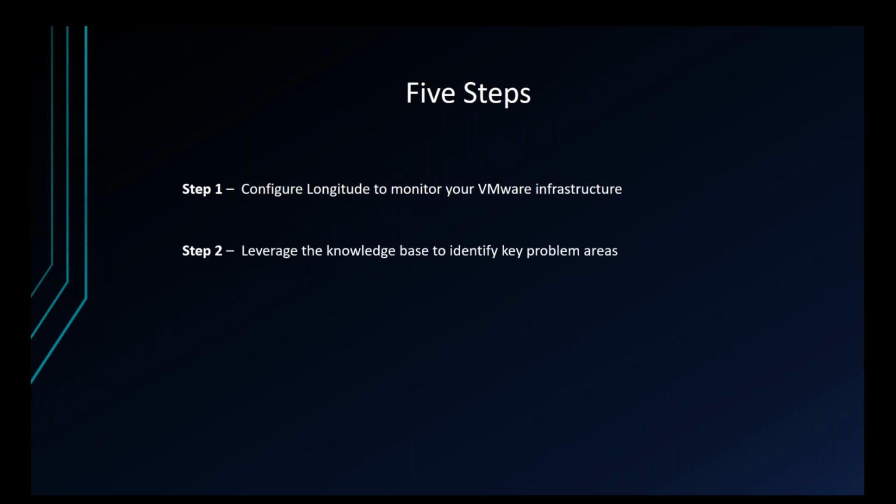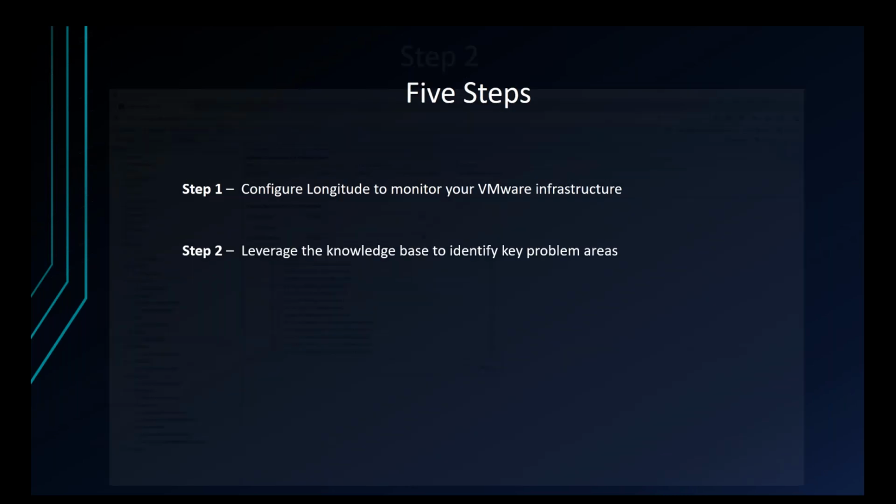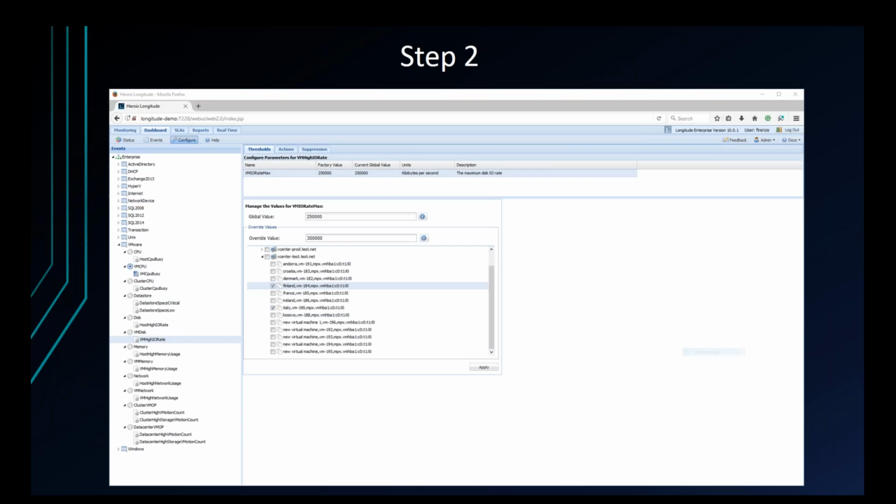Step two is you're going to leverage Longitude's built-in knowledge base. It knows what vSphere metrics to collect, how often to collect them, and more importantly, how to evaluate them. And here's a quick screenshot here. On the left pane shows the currently active knowledge base. Okay, so we're monitoring VMware, we're looking at host metrics, we're looking at VM metrics, we're looking at data stores, resource pools, clusters, et cetera, all out of the box.